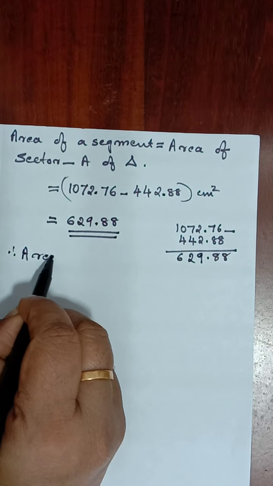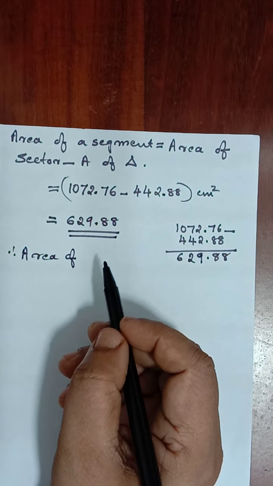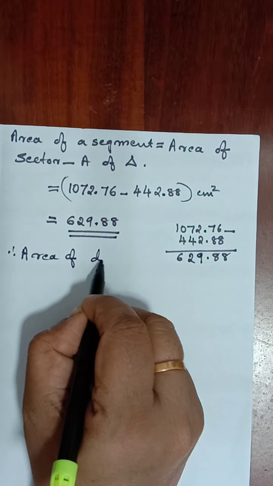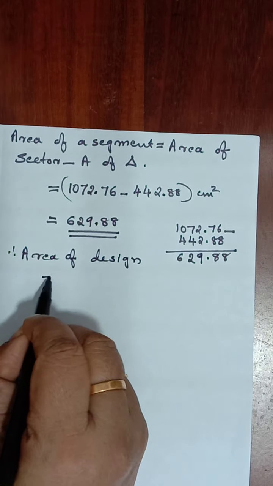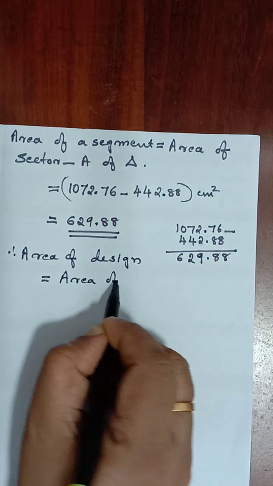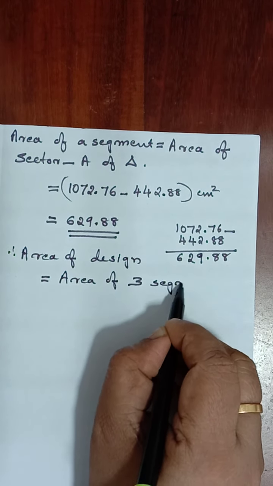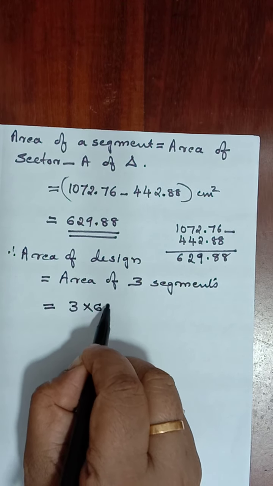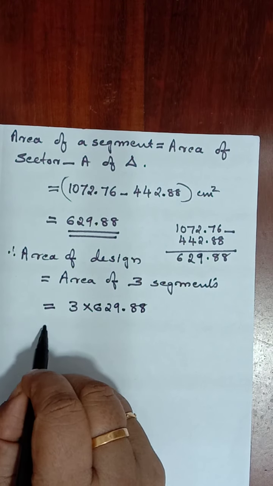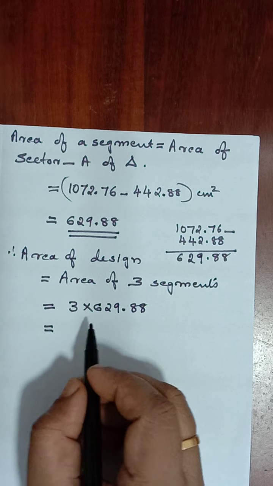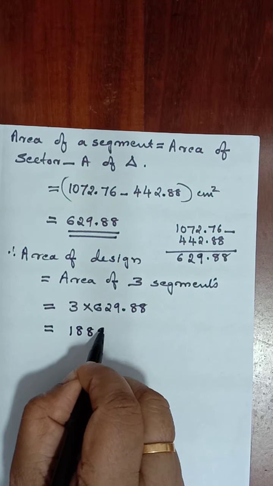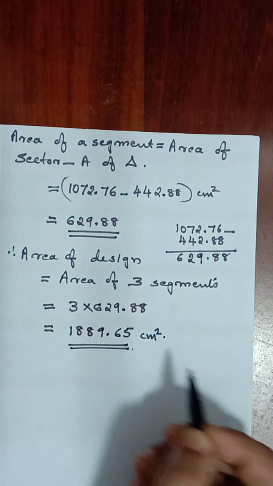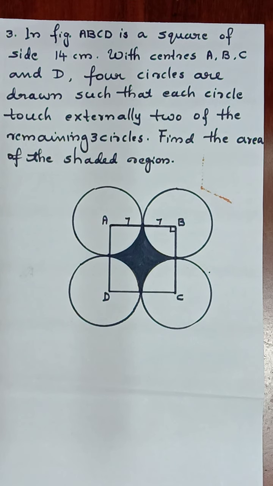Therefore, area of, what was the question? Come back to question, find the area of the design. Therefore, area of design equal to area of 3 segments. That's equal to 3 into area of one segment, 629.88. Multiply. So, you will be getting the answer 1889.65 cm square when you multiply it by 3. Okay. This is one of the simplest problem.